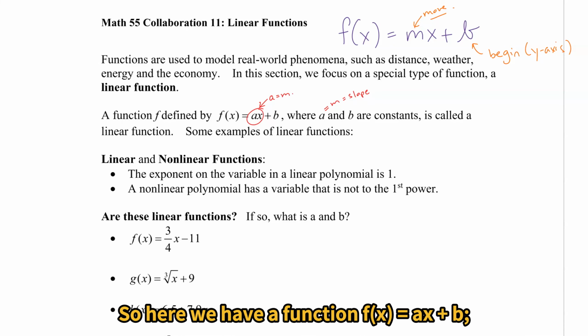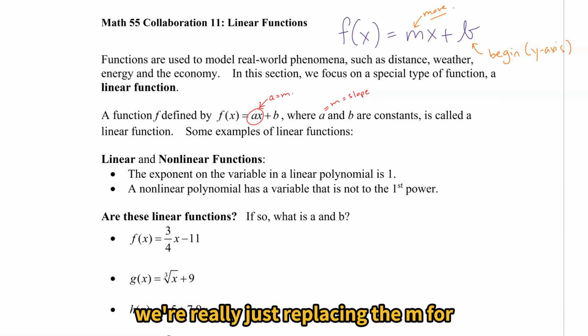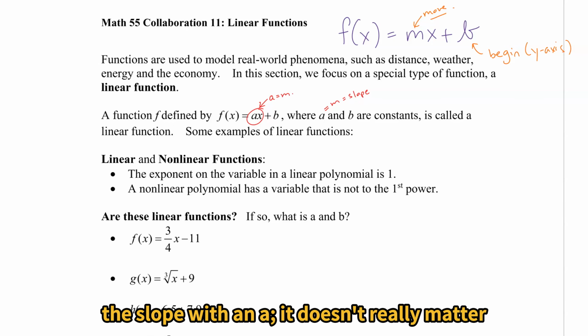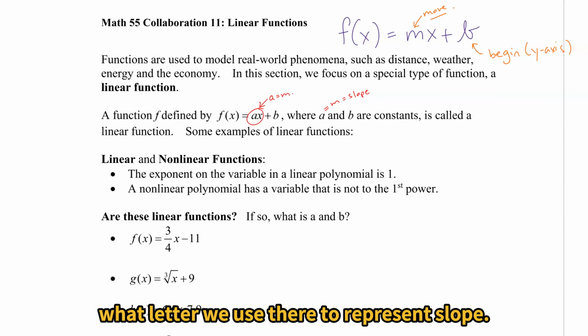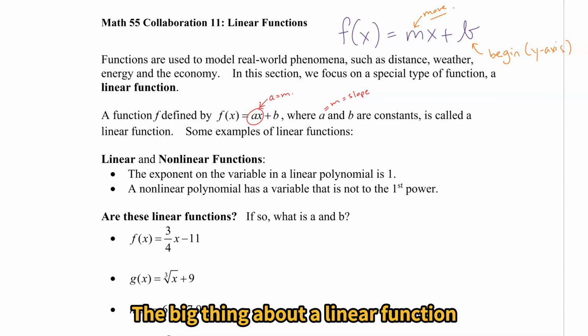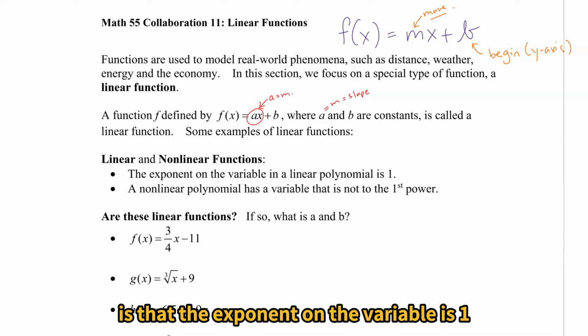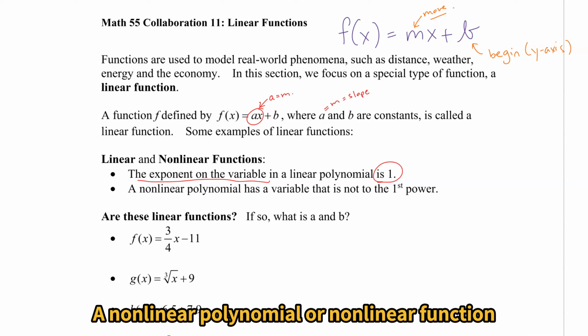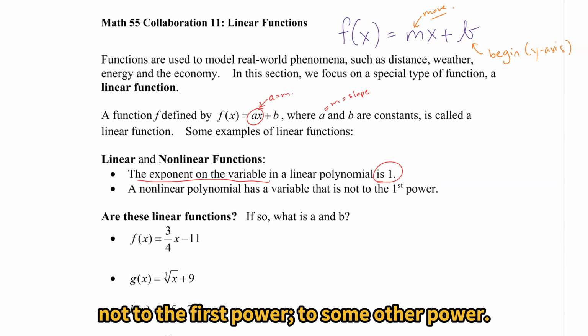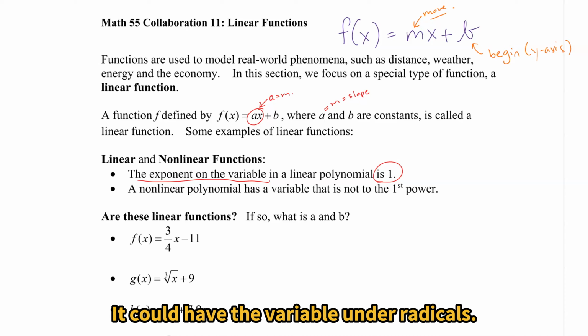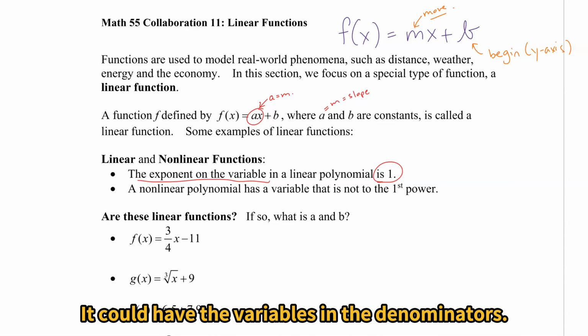So here we have a function, f of x equals ax plus b. We're really just replacing the m for the slope with an a. It doesn't really matter what letter we use there to represent slope. The big thing about a linear function is that the exponent on the variable is 1. A nonlinear polynomial or nonlinear function will have a variable not to the first power, but to some other power. It could have the variable under radicals. It could have the variables in the denominators.